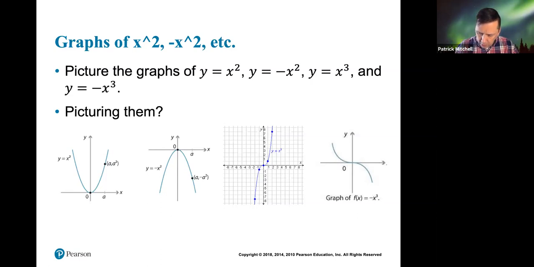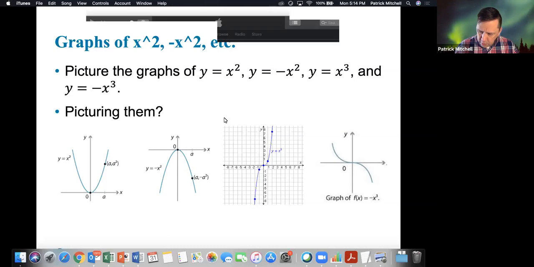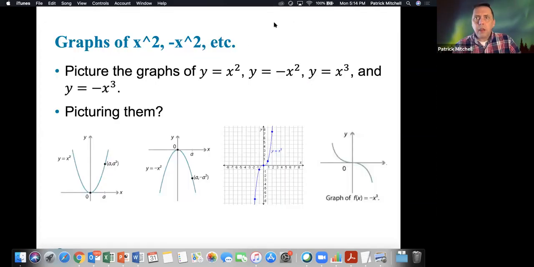Let's close this. Let's get rid of this. And let's start a new one. Uh-oh. I don't know if you can see that. It's asking me to do something with iTunes. I don't really want to do that right now. Okay. So let's see. I want to do a new share.